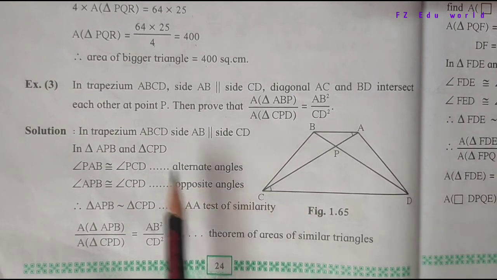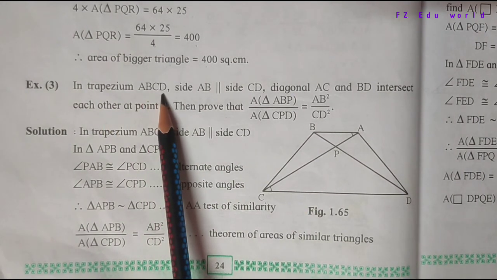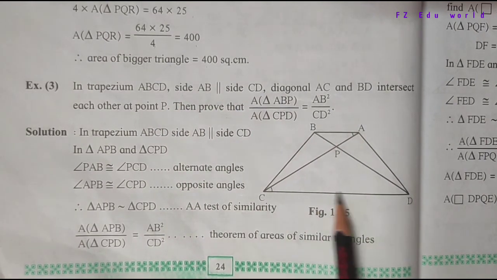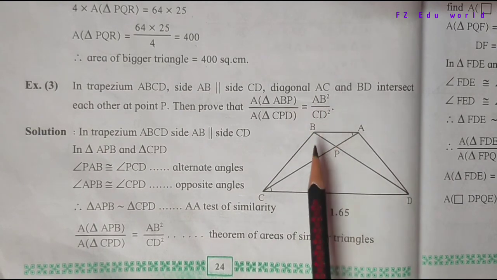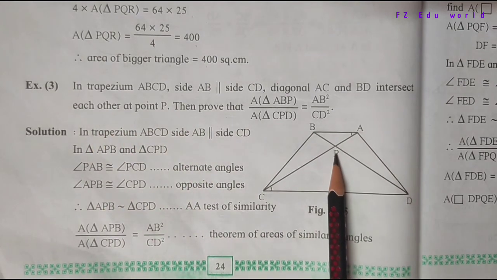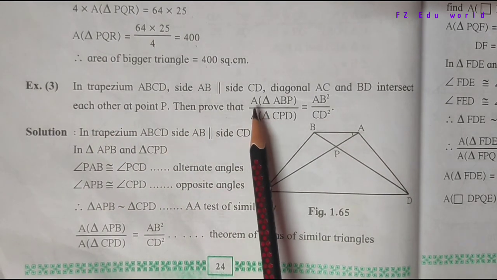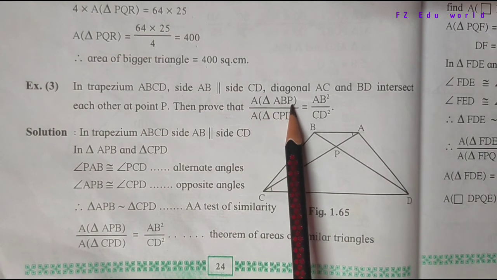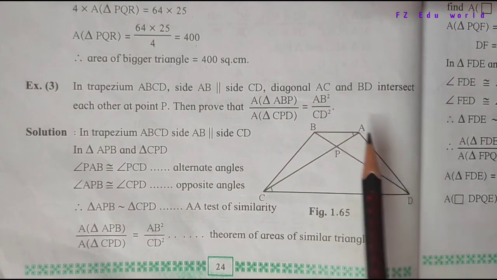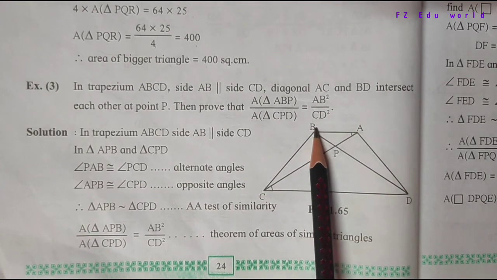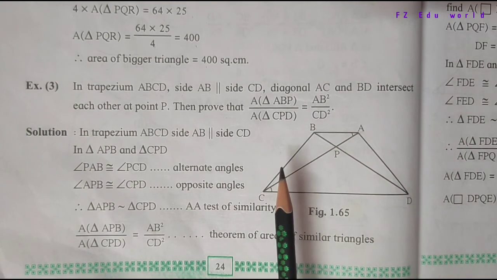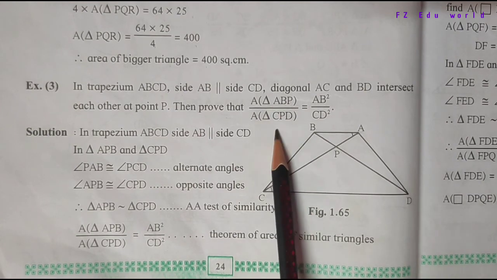Next example is: in trapezium ABCD, side AB is parallel to side CD. Diagonals AC and BD intersect each other at point P. Then prove that area of triangle ABP upon area of triangle CPD is equal to AB square upon CD square. For this, we have to first show these two triangles are similar.